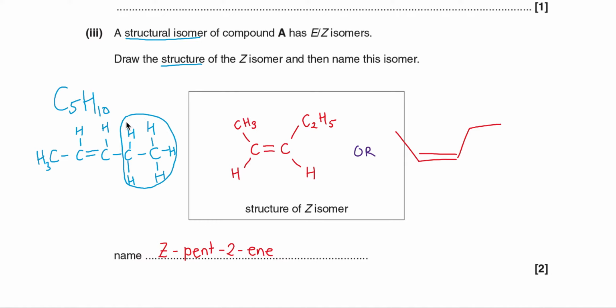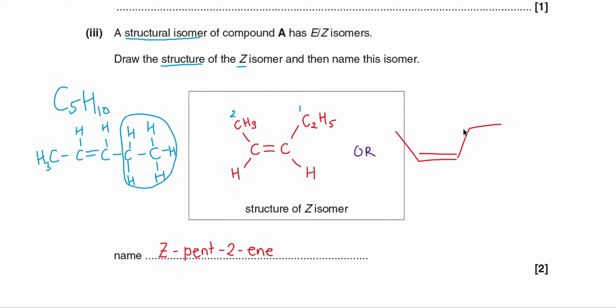So this will show EZ isomerism, and when it comes to drawing the Z isomer, the 2 with the highest priority must be on the same side. So I've just drawn this displayed formula here. The ethyl group has the highest priority and the methyl group has the second highest priority. The hydrogens here have the least priority. If the 2 with the highest priority are on the same side, that makes it the Z isomer. So therefore this that I've drawn here is the Z isomer.